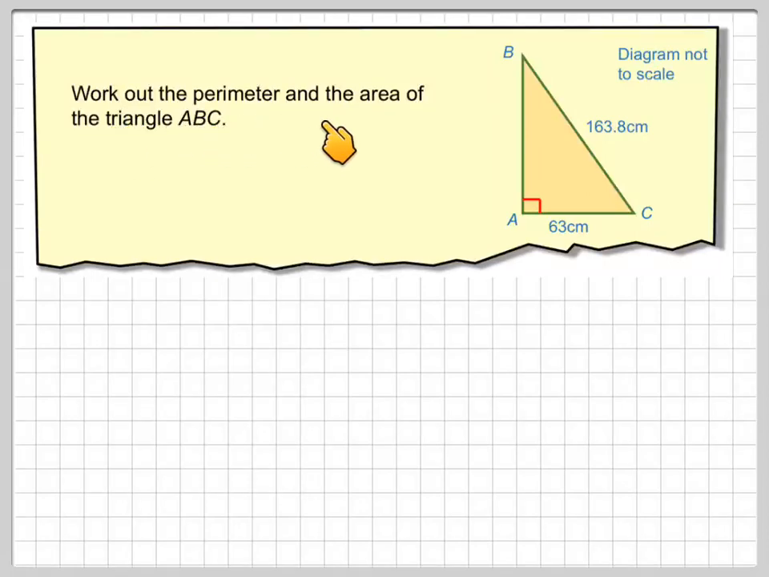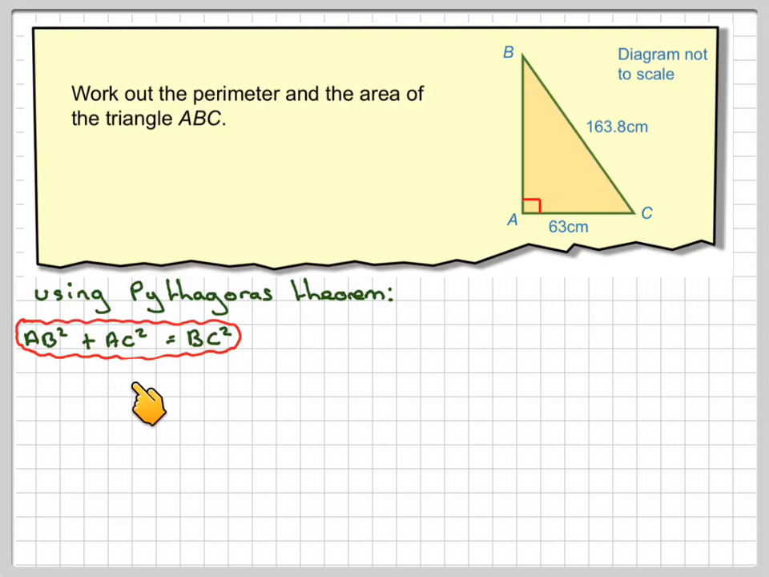Work out the perimeter and the area of the triangle ABC. So we know what this length is and what this length is, but we don't know this length. However, we can find it using Pythagoras' theorem. So using Pythagoras' theorem, AB squared plus AC squared is equal to BC squared, so BC is the longest side.